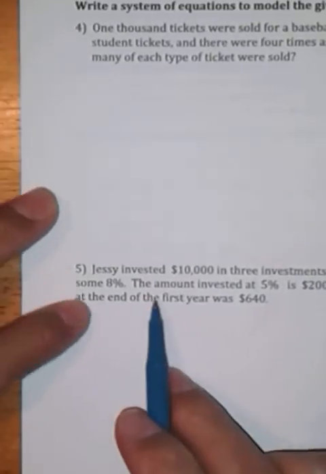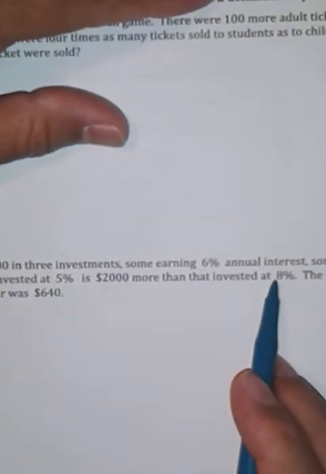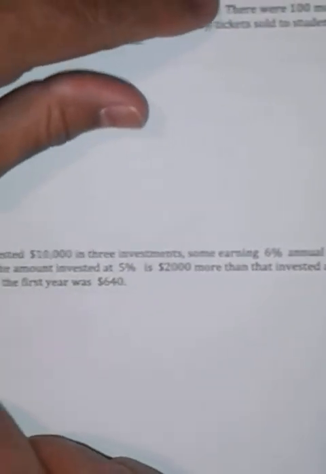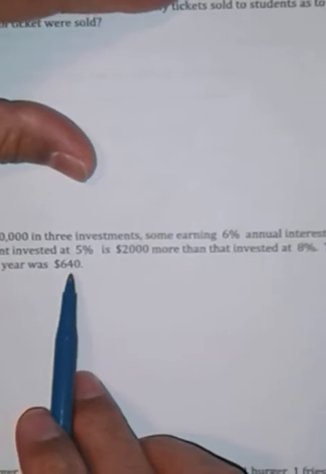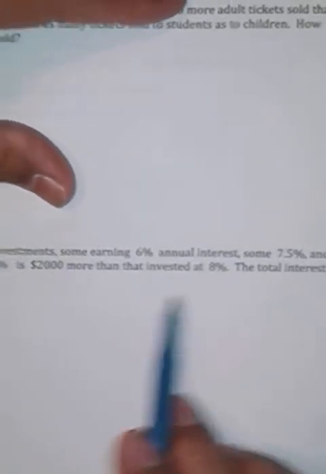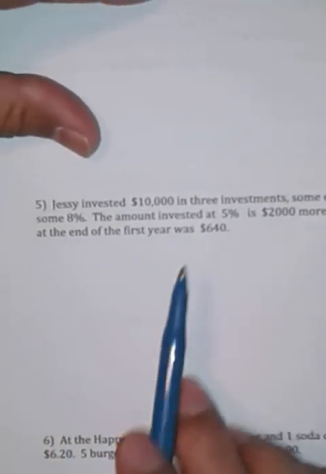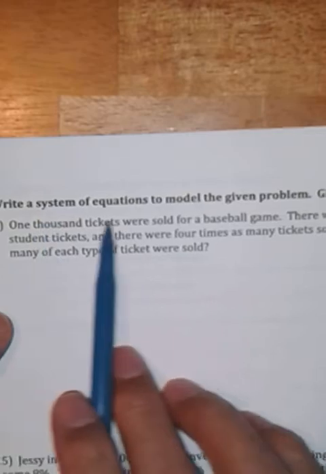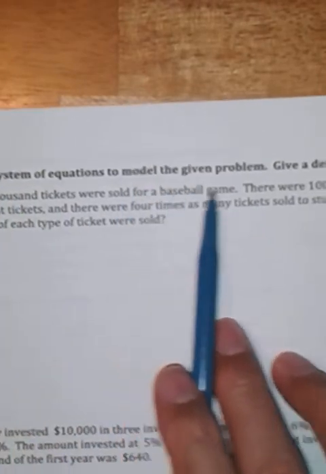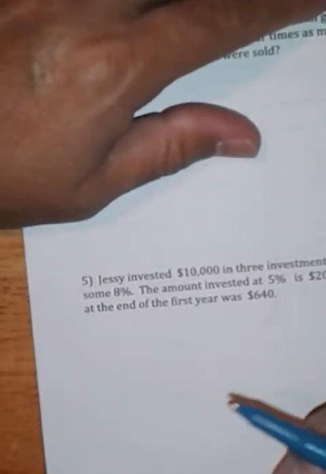Number 5: Jesse invested $10,000 in 3 investments, some earning 6% annual interest, some 7.5%, and some 8%. The amount invested at 5% is $2,000 more than that invested at 8%. The total interest at the end of the first year is $640. The instructions tell us to write the system of equations, but to give the definitions of the variables.